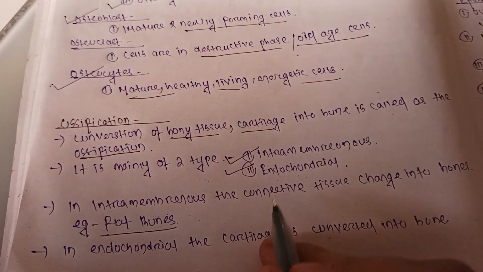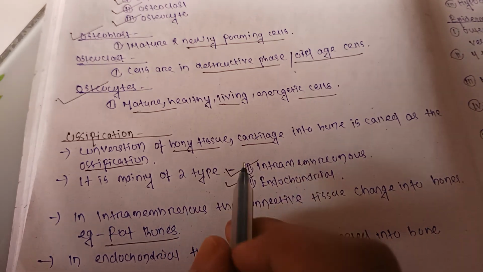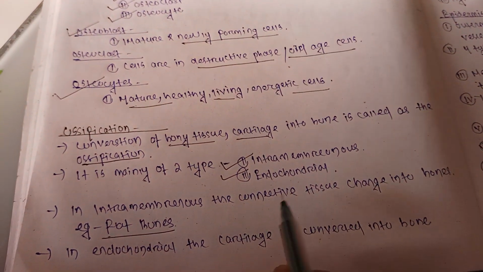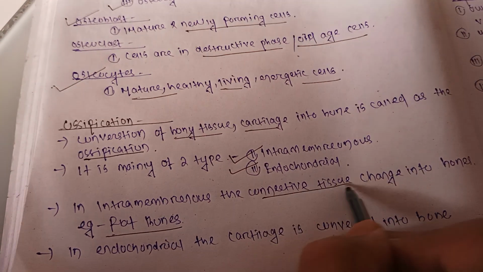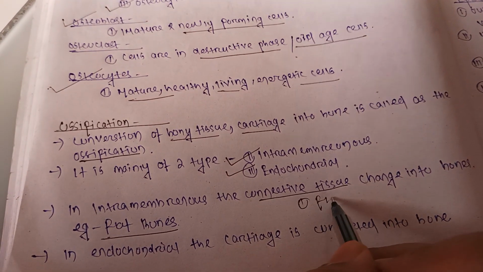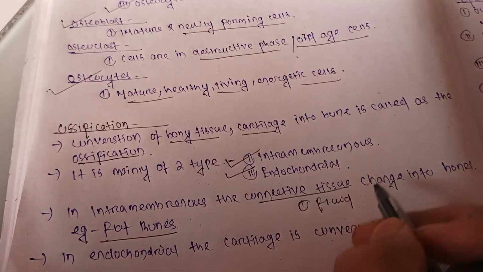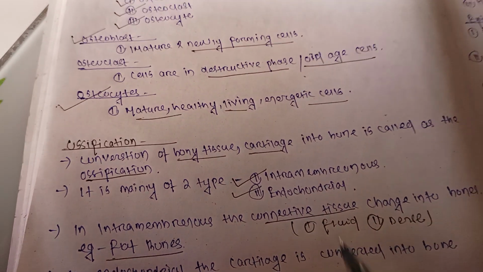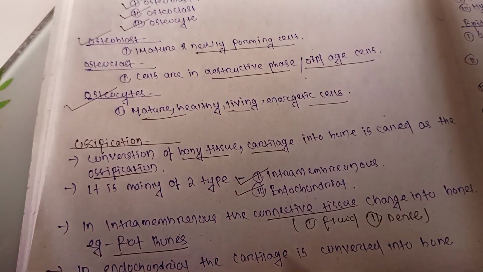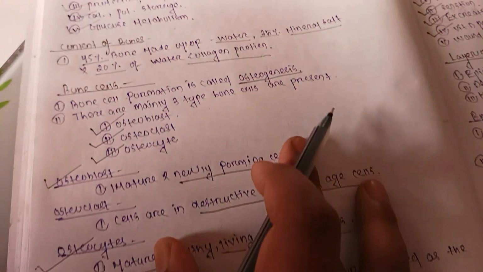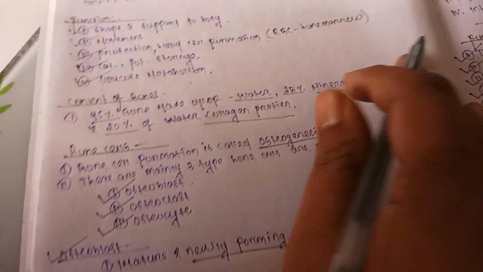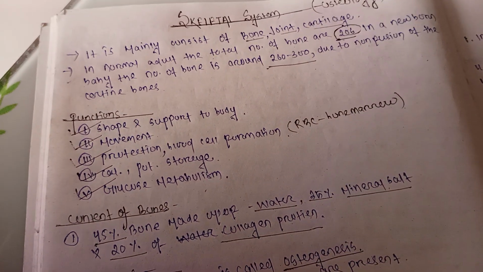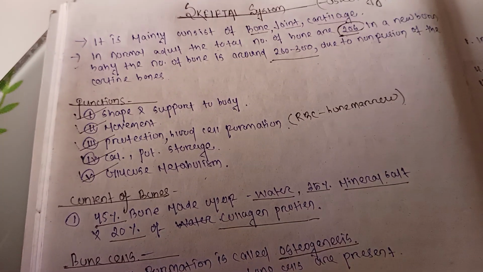These are the points of the introduction of the skeletal system. In intramembranous, the connective tissue is of two types: fluid connective and dense connective. These are the points. What is ossification? What are the bones? The types of bone cells? What are the contents? And what is the skeletal system? These are the introduction part of the skeletal system.